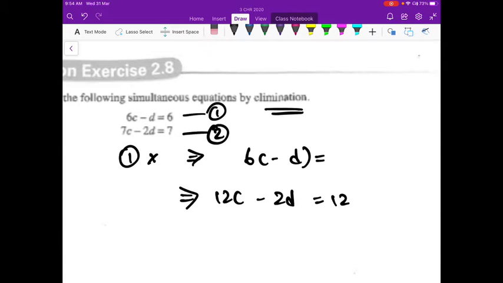Okay, so now I want you to look at minus 2D and minus 2D. Here we have ended up with our equation number 3. You can call it equation 3 if you want. You can leave it if you want. Doesn't matter. But we have a new equation now. And our equation 2, equation 3, they have the same minus 2D.